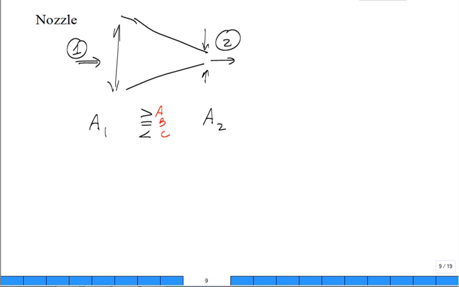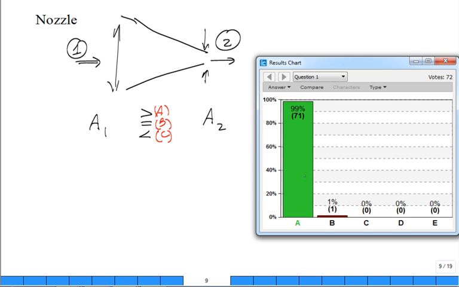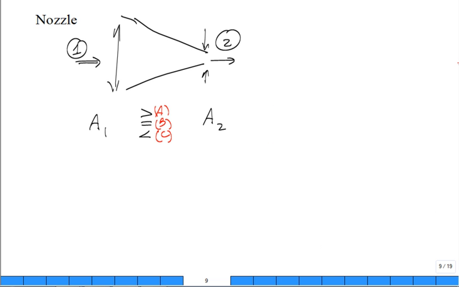I'm talking about the inlet area compared to the outlet area as shown for a nozzle. The direction of flow is from left to right. The area 1, is it greater than area 2, or equal to area 2, or less than area 2? All right, so what's happening is the area is going down. So the inlet area is a lot greater than the outlet area.